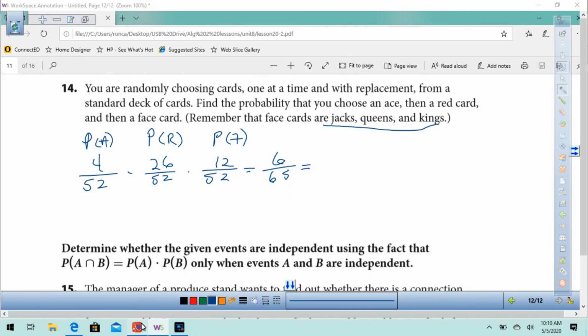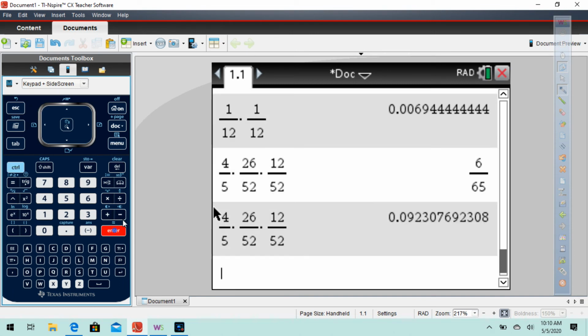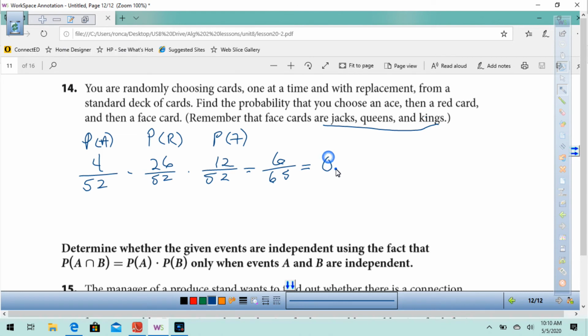6/65, and let's turn that into a percent. 0.09. Okay, turn that into a decimal. All right, because 6/65 don't mean a whole lot. 0.09 might mean more.